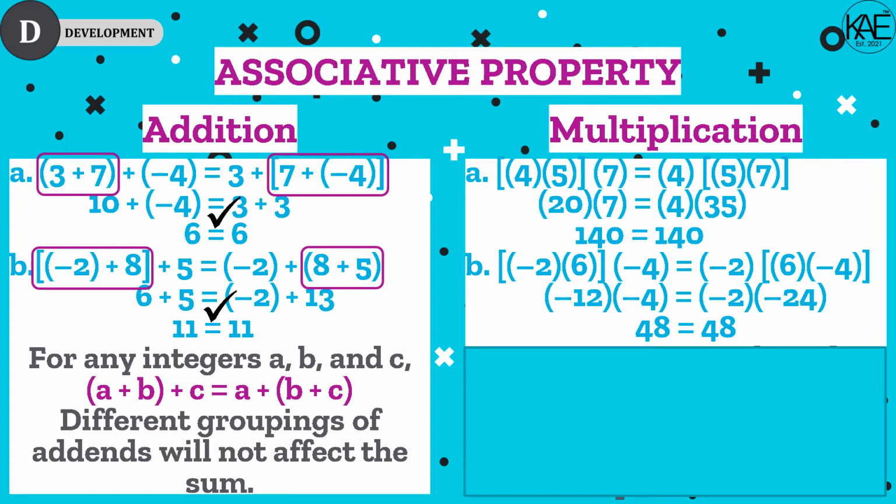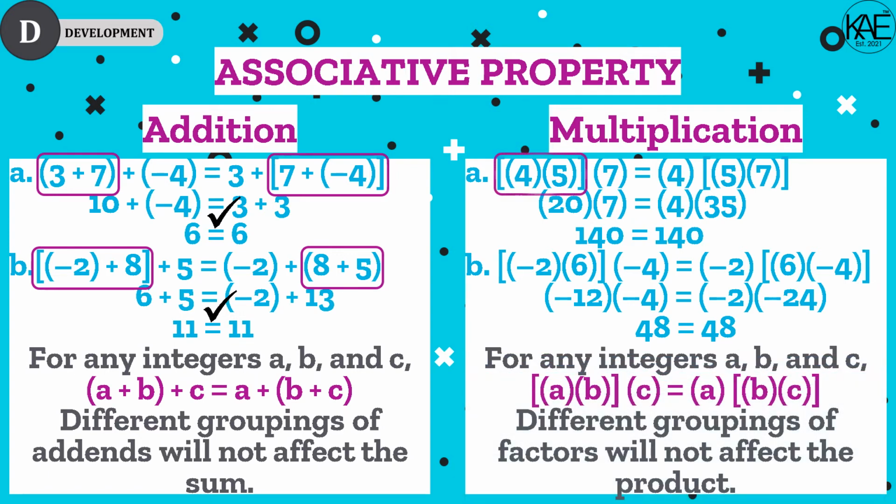The associative property of multiplication states that for any integers a, b, and c, the quantity of a times b multiplied to c is also equal to a multiplied to the quantity of b times c. Different groupings of factors will not affect the product.